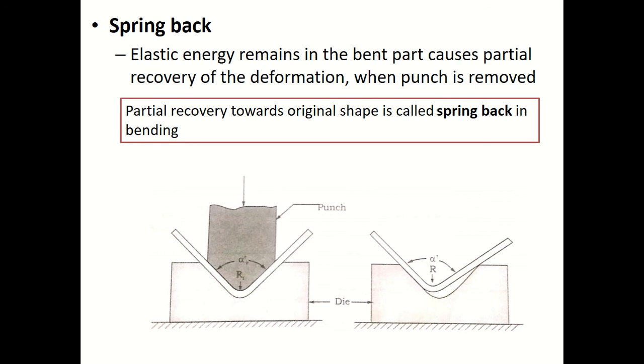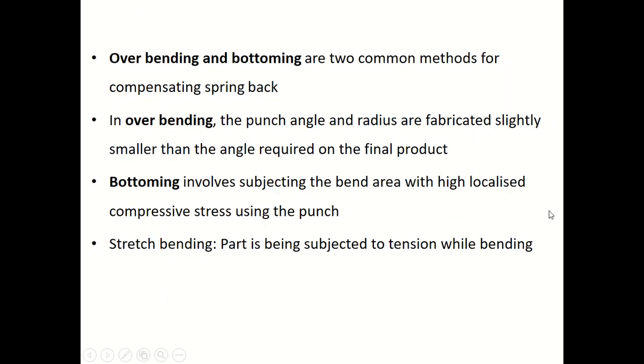And again, the spring back in bending, you cannot estimate it easily using theoretical expressions, but you can compensate for it using different techniques. We are going to look into it. Overbending and bottoming are the two common methods for compensating the spring back. Another method is stretch bending. So mainly we are using overbending and bottoming.